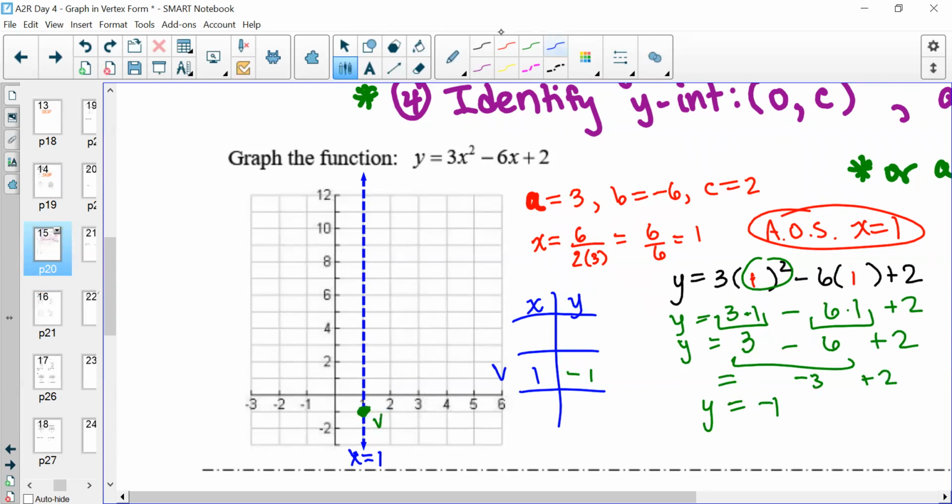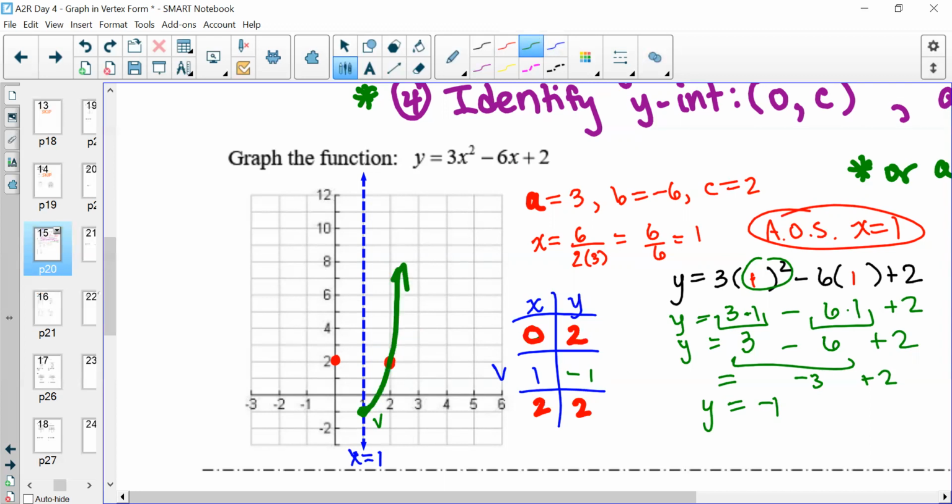And then remember that my another point would be 0, comma c. And so what is c in this case? My c is 2. So there's like no thought there. It's just when I put 0 in, this guy's going to cross out, this guy's going to cross out. I'm just going to be left with 2. So 0, 2 is my y-intercept, and then I will do the axis of symmetry. I'll use the symmetricness there. I will reflect, and I will get 2, 2. I don't know if symmetricness is a word, but that is then what my parabola will look like.